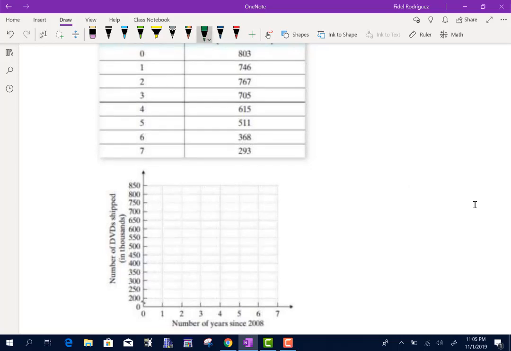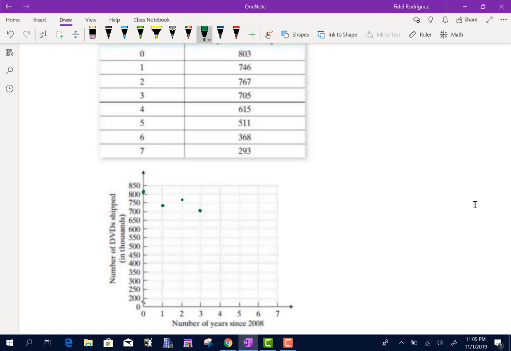In year 0, which will be here, the number of DVDs we had was 803. Well, look, guys, if that's 800, and the next one is 850, 803 is going to be pretty much right at the 800 mark, right? Now, let's take a look at the next one. When the year is 1, the number is 746. Well, here's 750, so 746 is going to be pretty much right about there. I'm going to kind of keep doing the same thing, okay? In year 2, we're at 767, so we're just barely a little bit higher than the 750. Okay. In year 3, we're at 705, so we're pretty much right at the 700 mark.